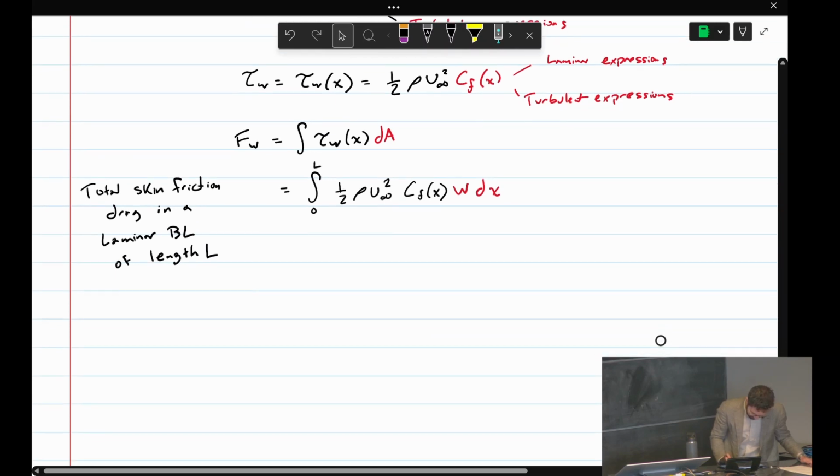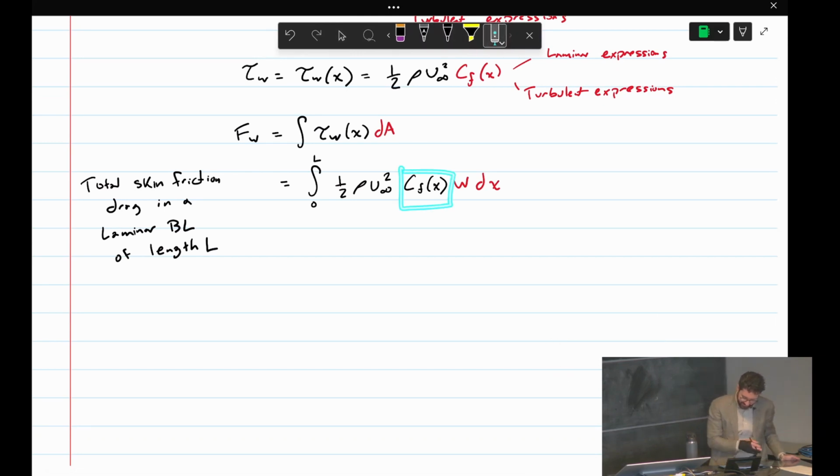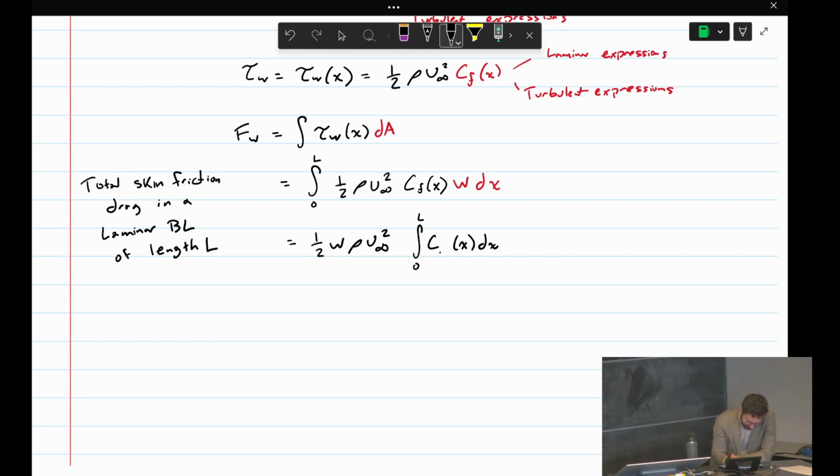We only have one thing in here that's actually a function of x: C_f of x. Remember I said C_f of x changes along the boundary layer, so the local skin friction value is going to be different at different points. So now we can pull basically everything out of the integral except C_f of x, giving 1/2 w rho u infinity squared times the integral from 0 to L of C_f of x dx. Does anyone have questions on what I did to get up to this stage?